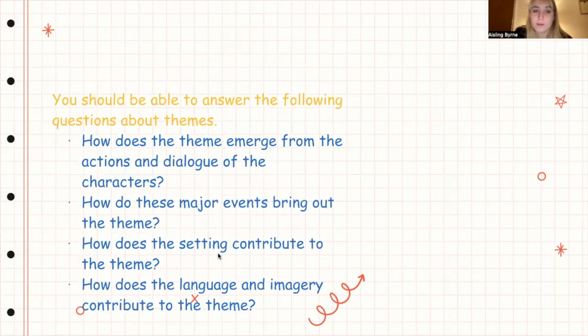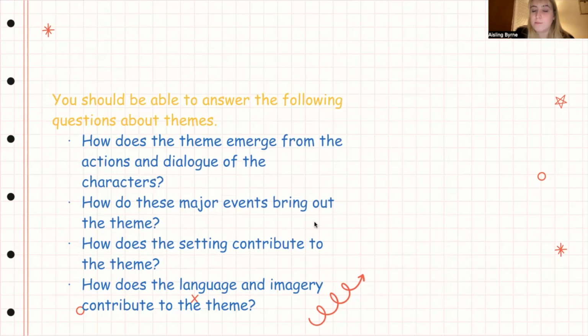So when we're thinking about questions on theme, you should be able to answer these sorts of questions here. How does theme emerge from the actions and the dialogue of characters? How can we tell the theme from how the characters are speaking to each other? How do these major events bring out the theme?